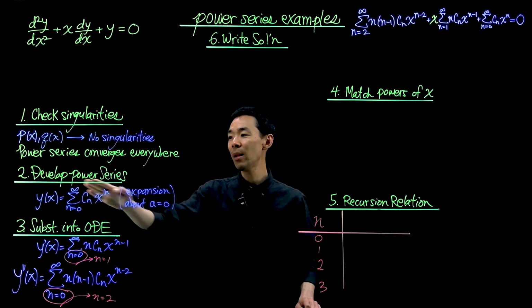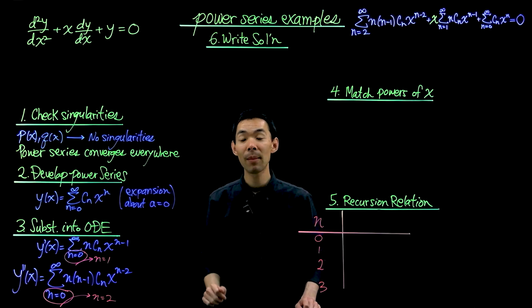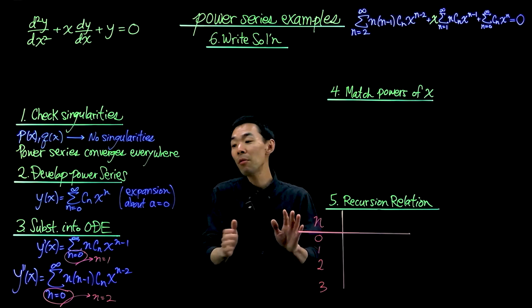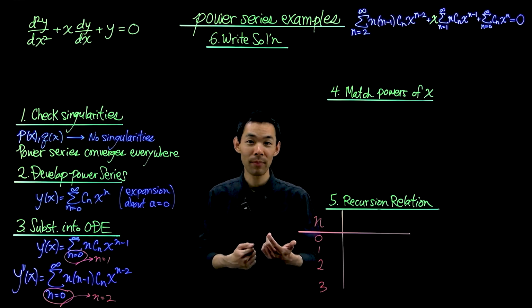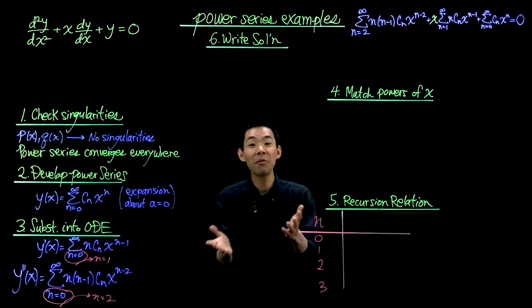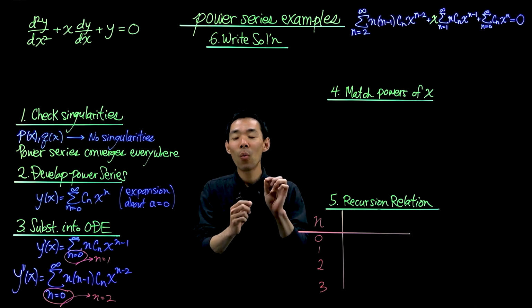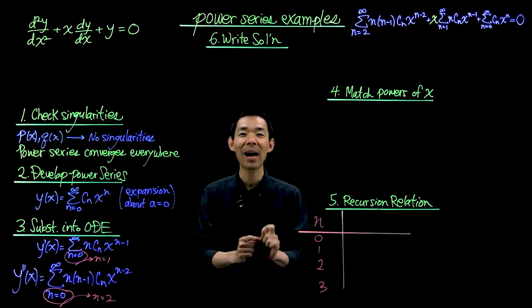Next, develop a power series. So you assume a form of a power series. Again, I'm expanding the solution about a equal to 0. In general, it doesn't need to be a equals 0. Sometimes a student asks me, why do you always expand about a equals 0? You don't need to. This is where you as a scientist or engineer want to know, where do you want your solution to be the most accurate?